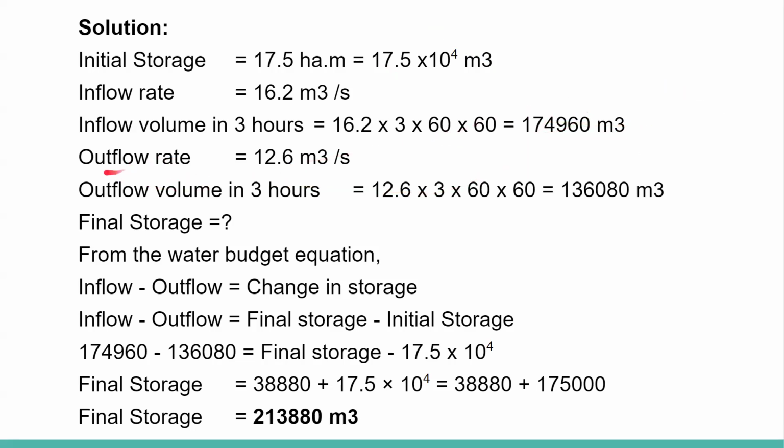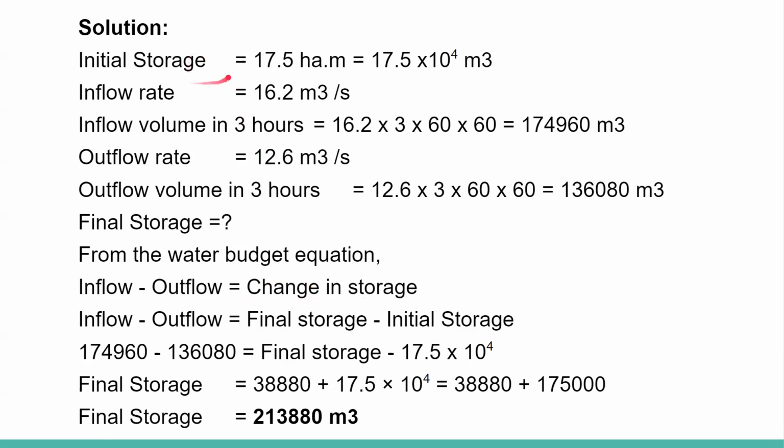In the same manner, outflow rate is given. We calculate the outflow volume for 3 hours by multiplying it with 3 into 3600 and get the outflow volume. What we are required to find is the final storage. Now, immediately we might go to the water budget equation and see that inflow minus outflow is equal to change in storage. But then here, how do we find the change in storage?